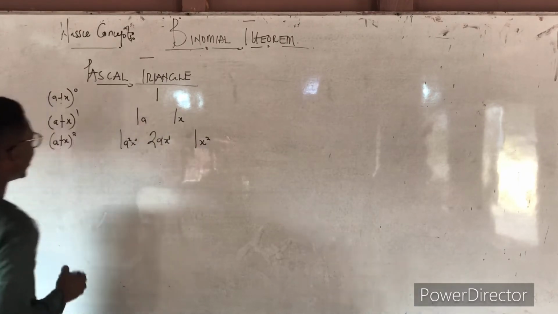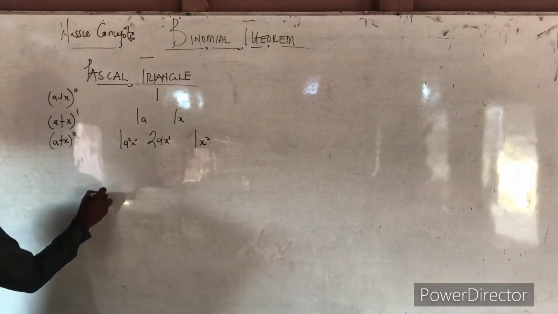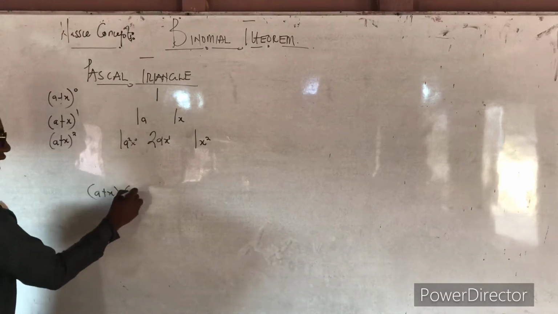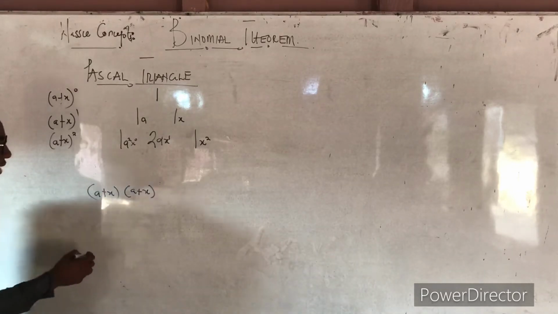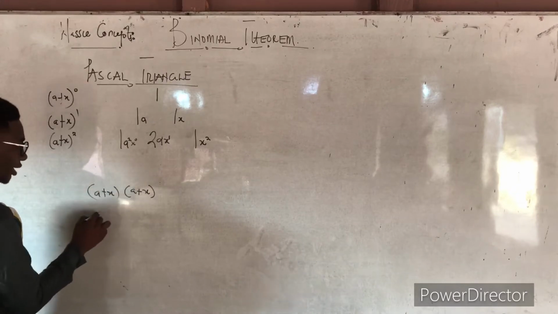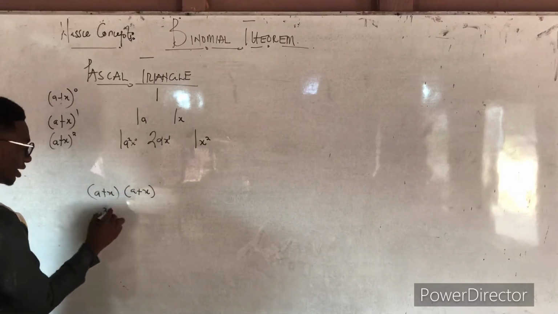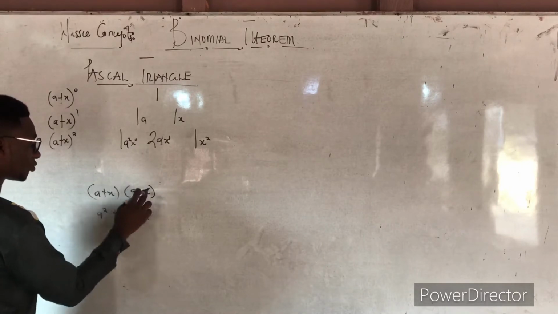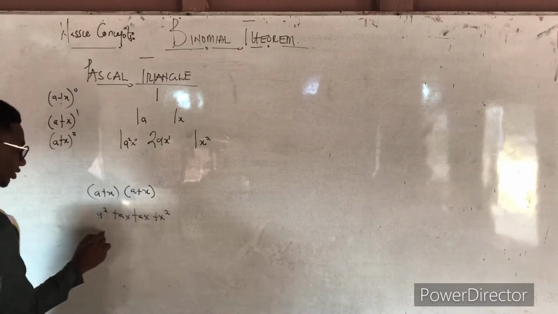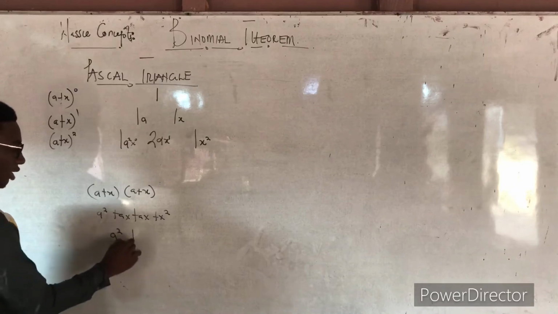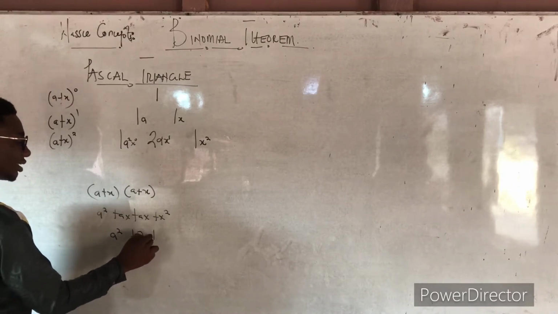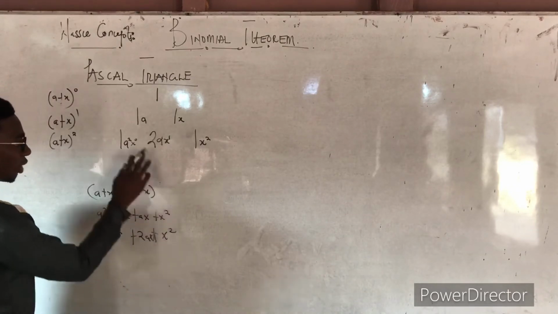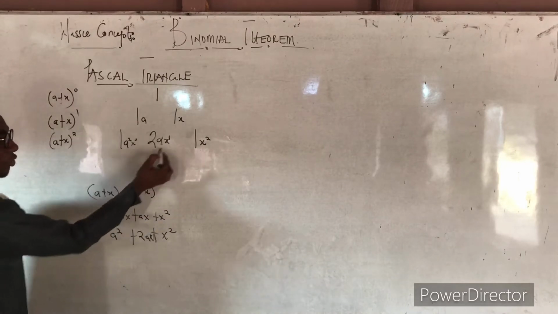1x squared. So now when I have a plus x and I multiply by another a plus x, what am I getting? I'm getting a squared, then a plus x and another a plus x, and then x squared. To simplify, I get a squared plus 2ax plus x squared. And that will be the triangle here. So we just add the operation signs here.